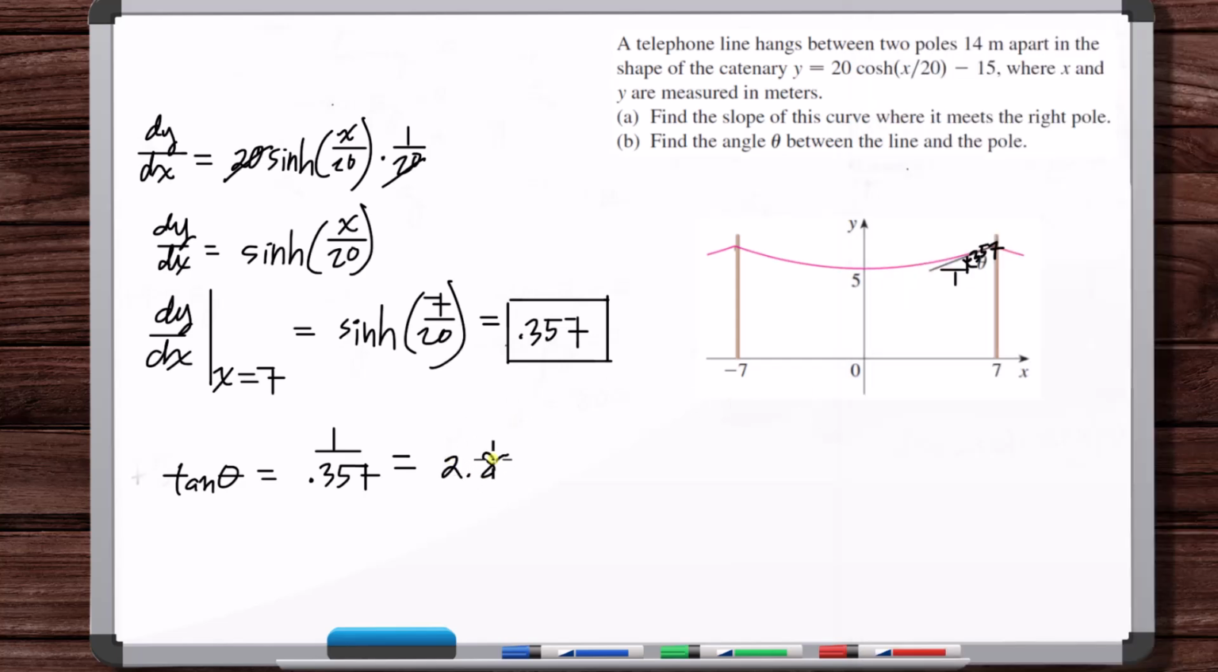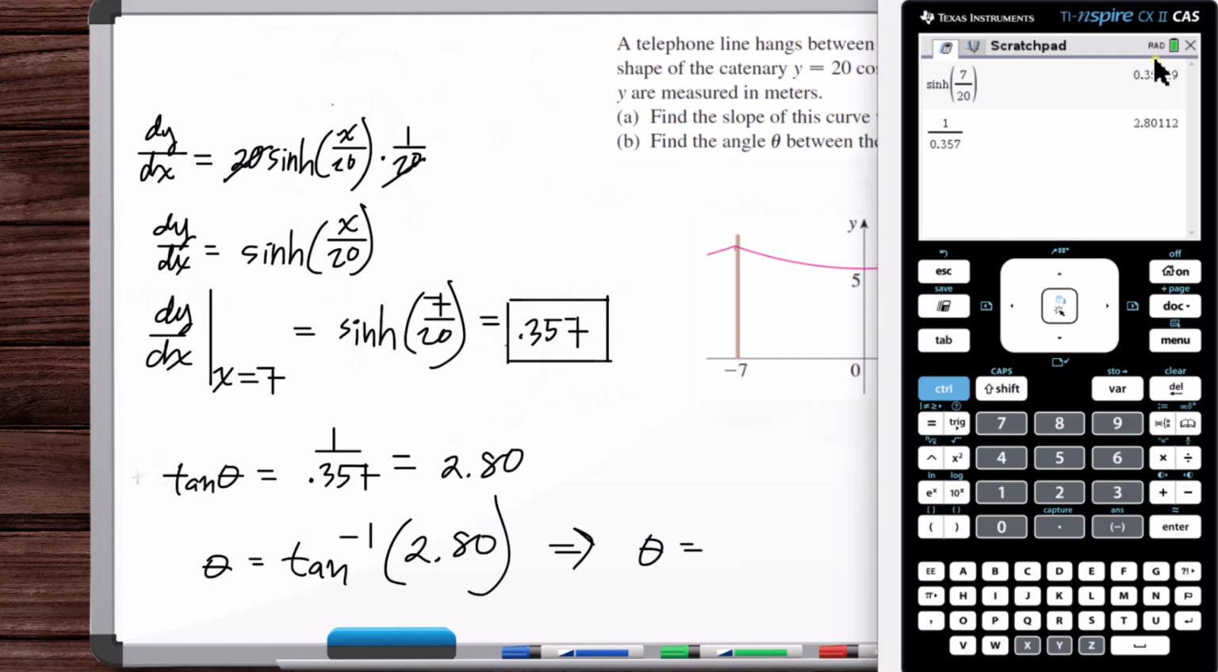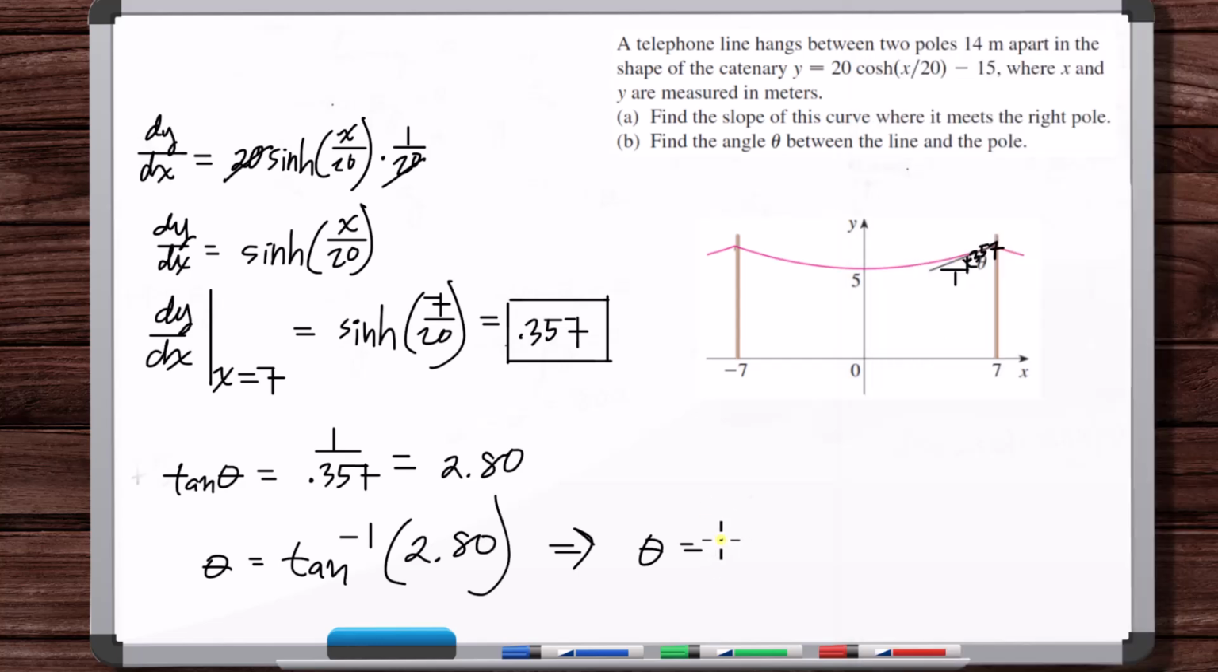So tangent theta is 0.357, and theta is equal to, if we want to get this in degrees, let's go to degree mode, 70.3 degrees.